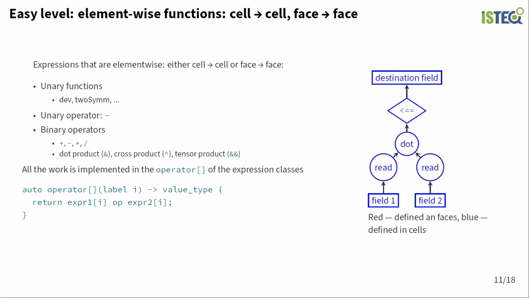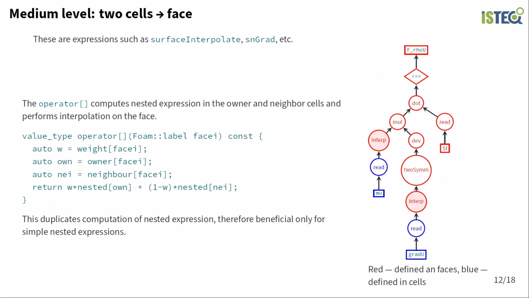And then the next level: these are operations that are defined on faces and require values from the two cells adjacent to the face. So, for example, in our viscous flux expression, these are the interpolation operations highlighted there. And here, what we can do is the actual interpolation inside these operator brackets. So operator brackets for the interpolate expression will call operator brackets for its nested expression twice, and then interpolate the results.